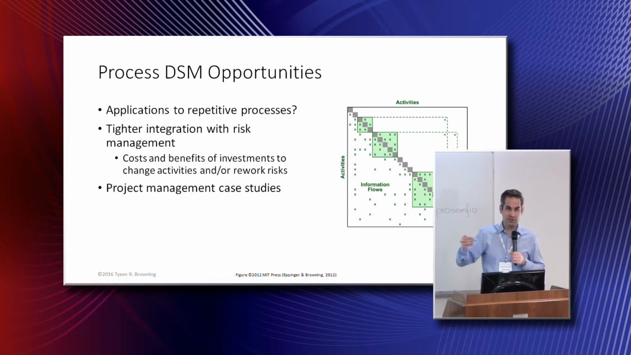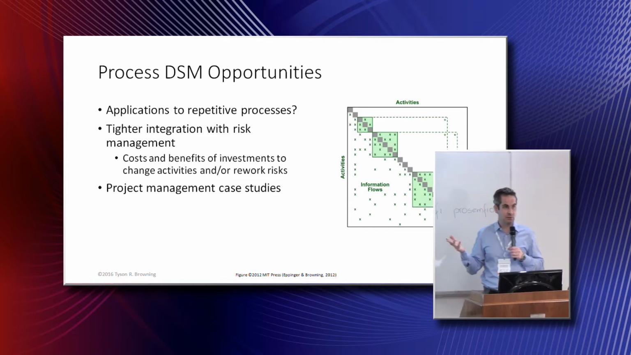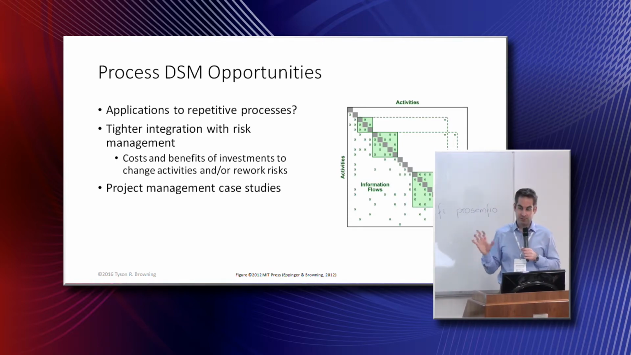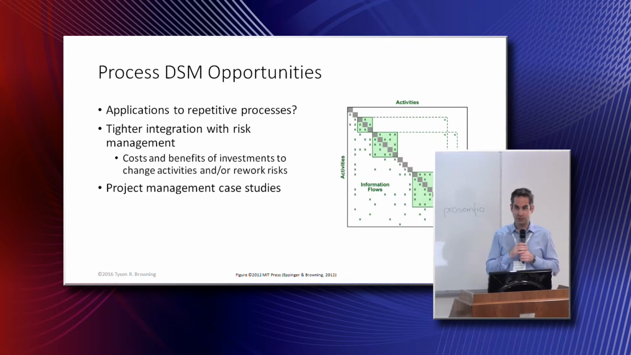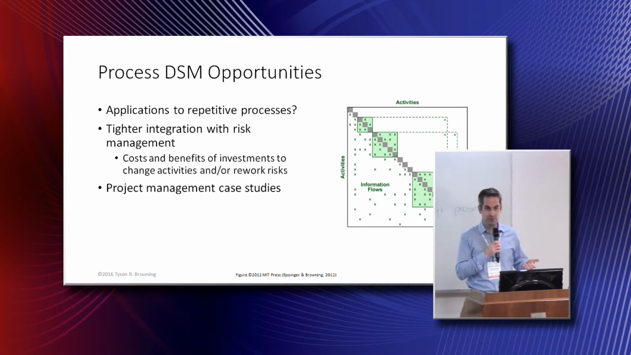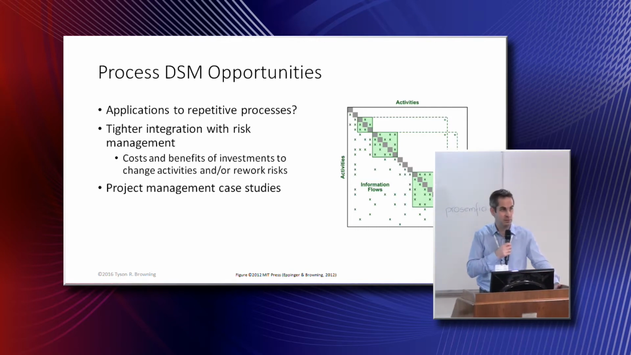Well, those types of investments have a cost. What's the benefit in terms of improved expected project duration or cost or anything like that? So I think there'd be possibilities to use DSM process models to look at some of these investments in risk reduction versus the return in terms of expected project improvement.